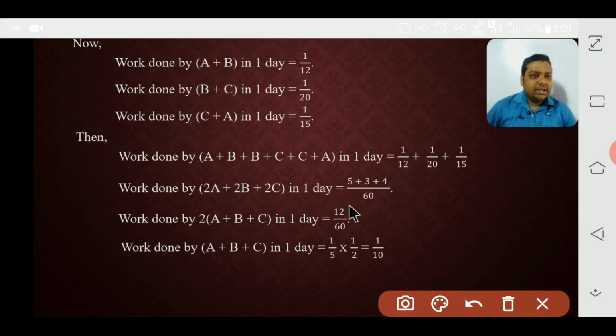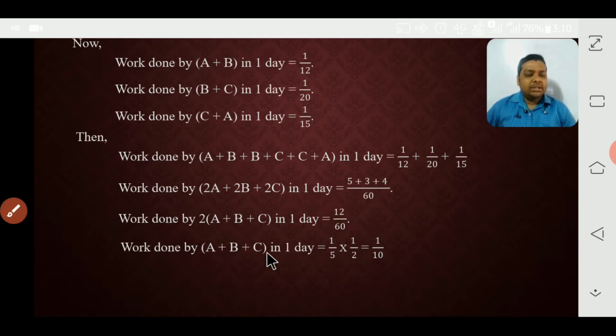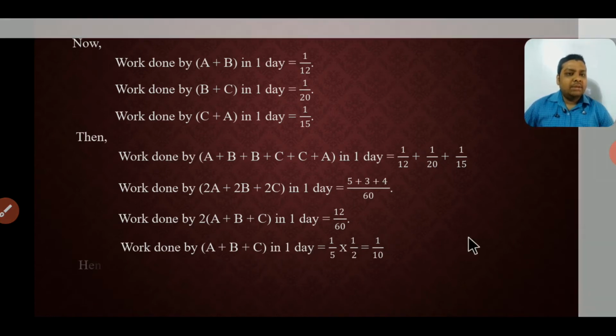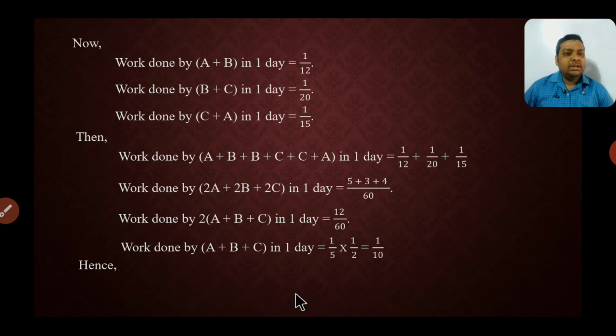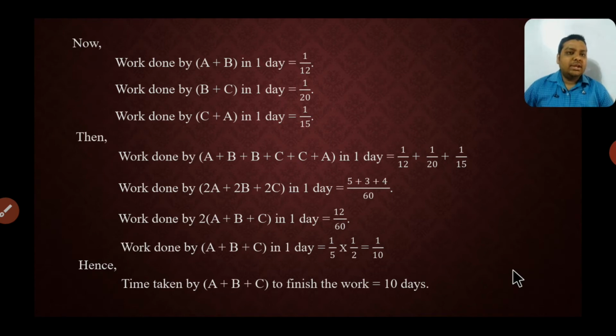We can say here 12 1s are 12 and 12 5s are 60. It is already 1 by 5, and that 2 will come in the denominator. So 1 into 1 is 1, and 5 into 2 is 10. So work done by A plus B plus C together is 1 by 10. It means time taken by A plus B plus C to finish the work will be 10 days. Okay. So like this we can solve this question. I hope that you all have understood, students. So let's solve another question.